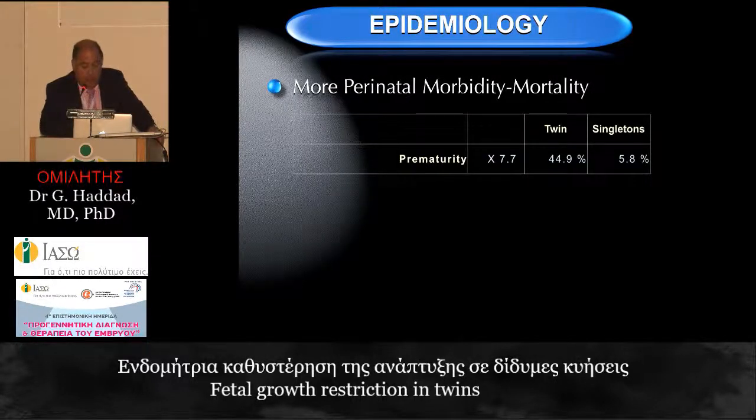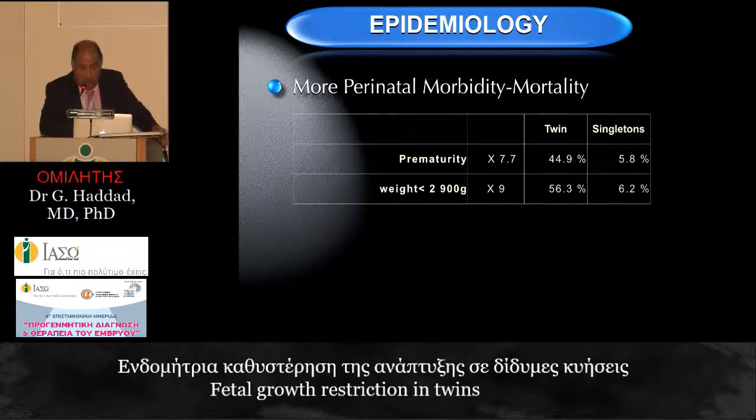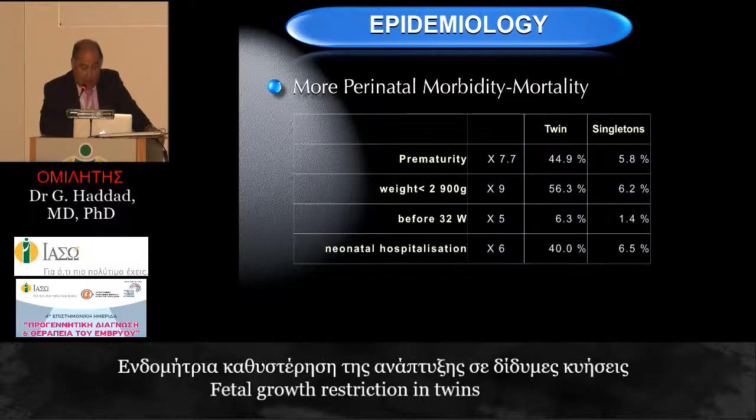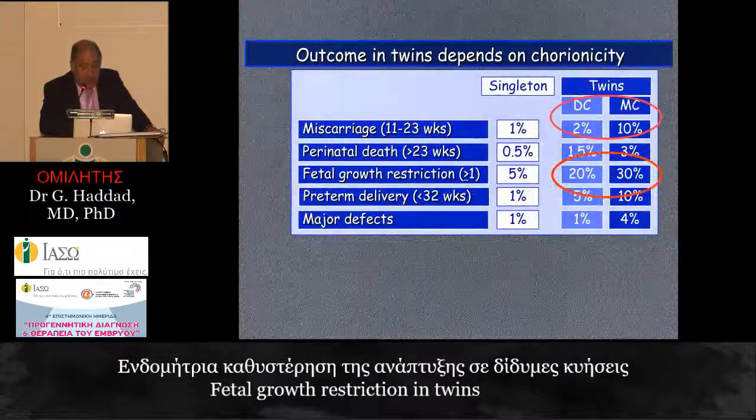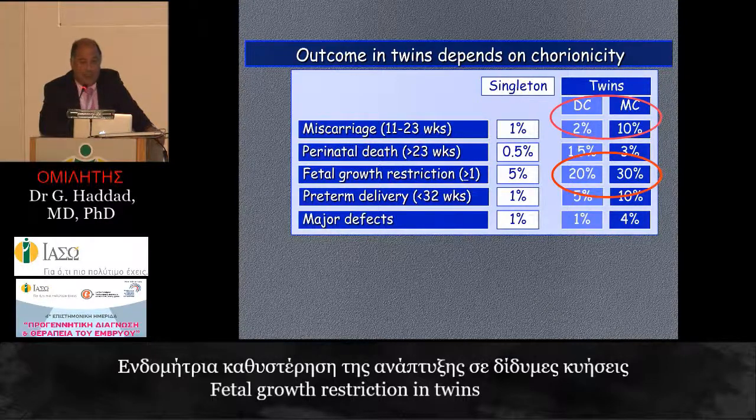And you have more perinatal morbidity and mortality, prematurity for sure, but this is the problem. The weight, the small for gestational age, it's 9 times more than in singleton. You see, it's 56.3% more than a singleton pregnancy. And also, there is not a huge difference between monochorionic and dichorionic. You see that in dichorionic, you have 20% of fetal growth restriction, at least to one baby. And in monochorionic, it's more, but it's not a lot more, it's 30%.